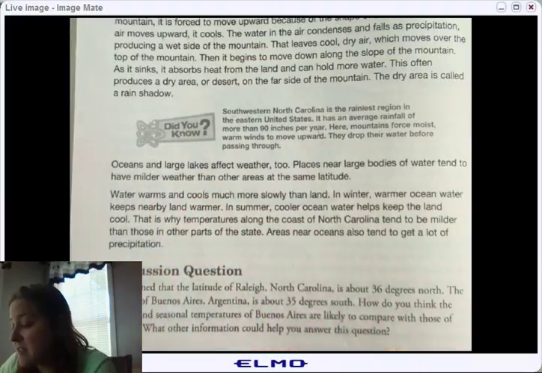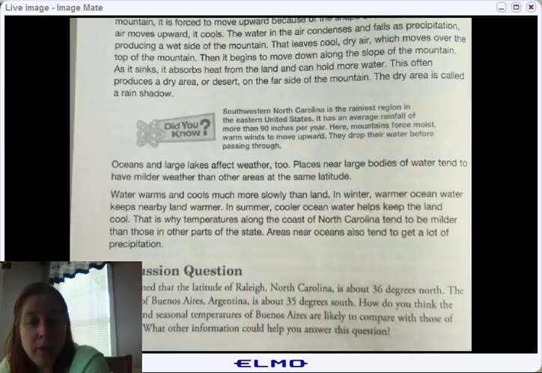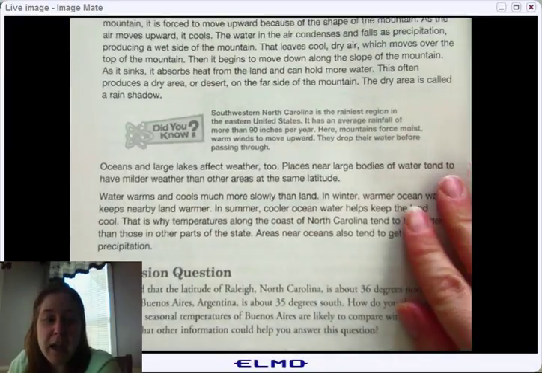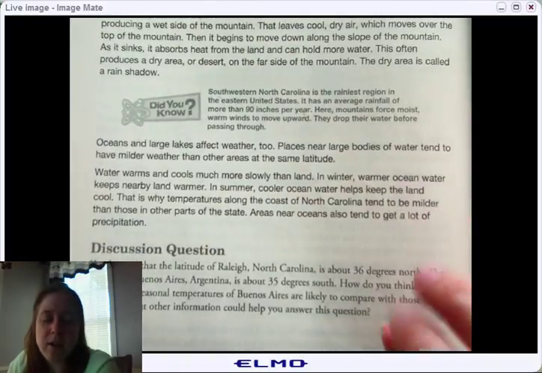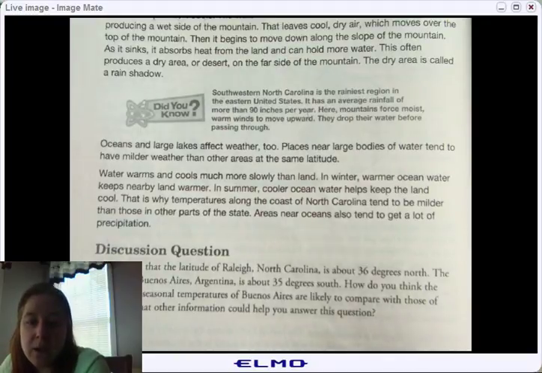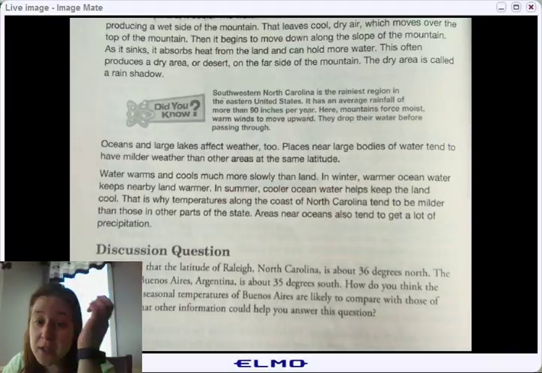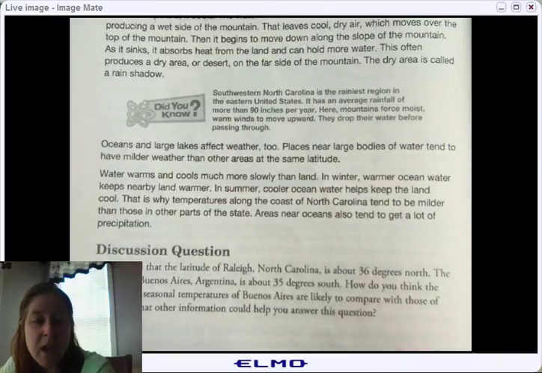Oceans and large lakes affect weather too. Places near large bodies of water tend to have milder weather than other areas of the same latitude. Water warms and cools much more slowly than land. In winter, warmer ocean water keeps nearby land warm. In summer, cooler ocean water helps keep the land cool. This is why the temperatures along the coast of North Carolina tend to be milder than those in other parts of the state. Areas near the ocean also tend to get a lot of precipitation.